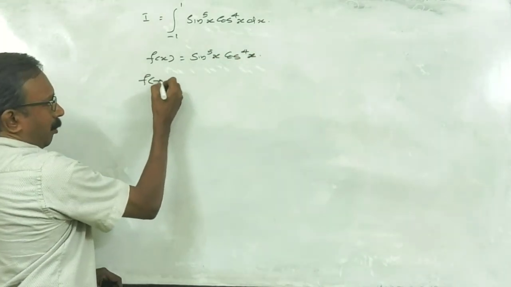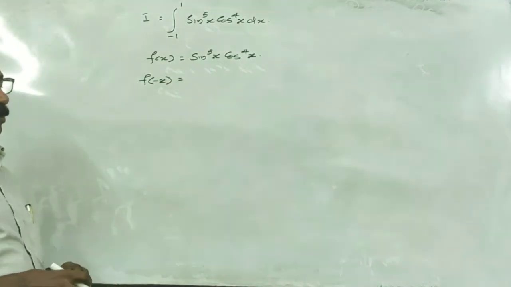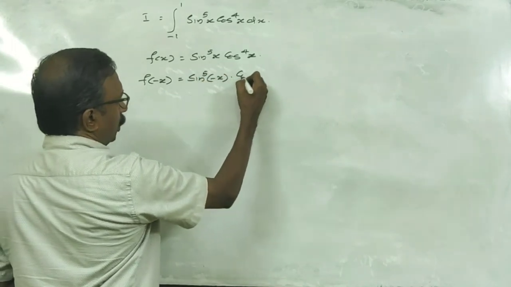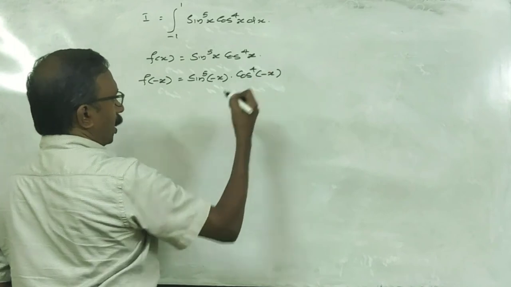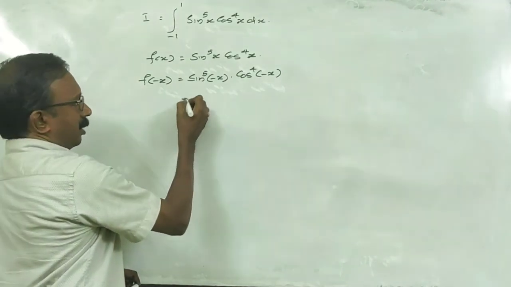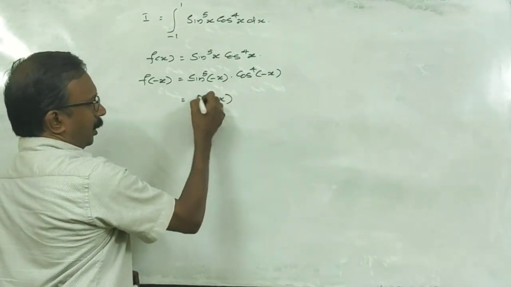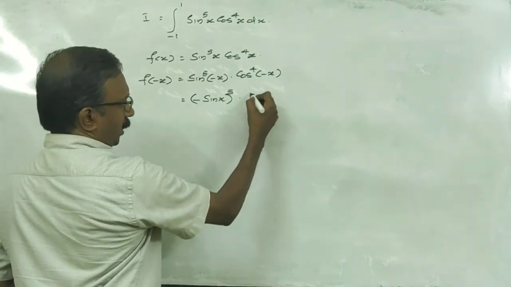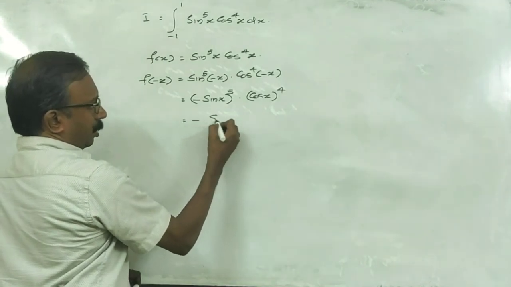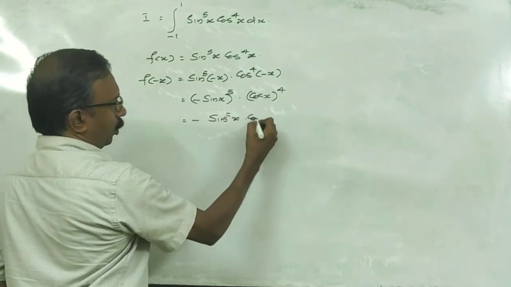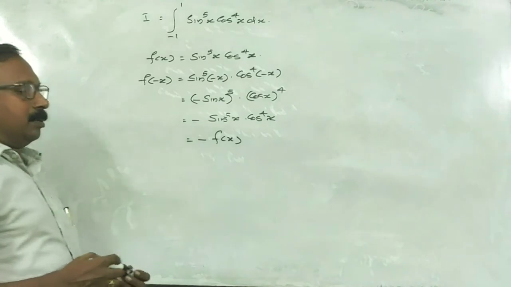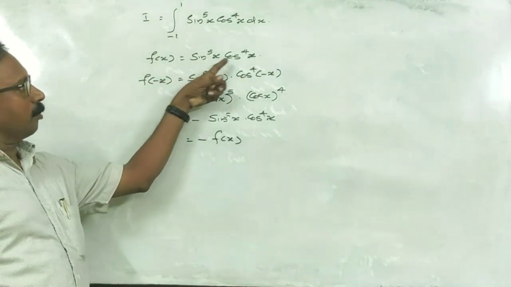Now, x is equal to minus x, f of minus x. Here, sin raised to 5 of minus x into cos raised to 4 of minus x. Sin minus x is minus sin x, the root raised to 5. Cos minus x is cos x, the root raised to 4. So we get minus sin raised to 5x into cos raised to 4x. So there is minus of f of x.